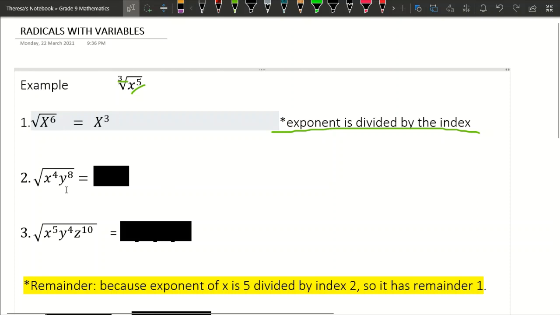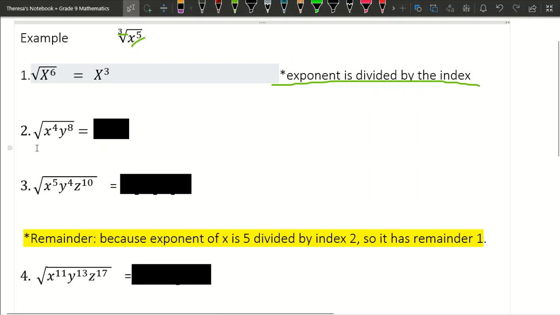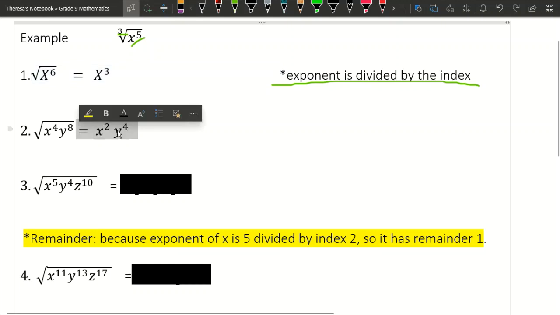Right? So, another example we have, there's square root of x raised to the 4th power and y raised to the 8th power. So, 4 divided by 2, we have x squared, and 8 divided by 2, we have y raised to the 4th power. Right? So, that is the final answer.